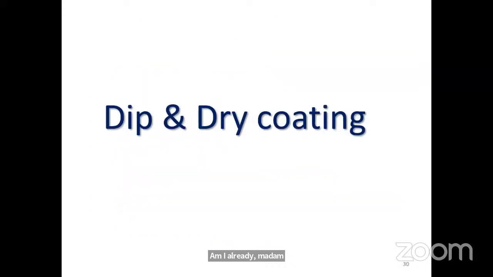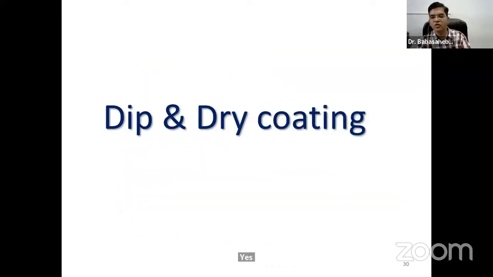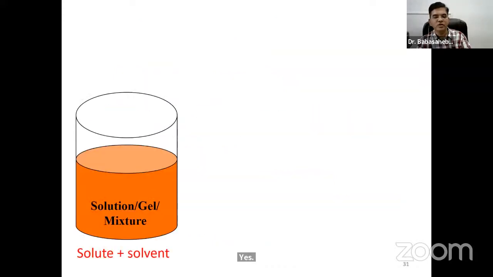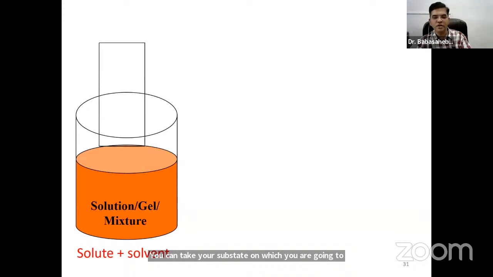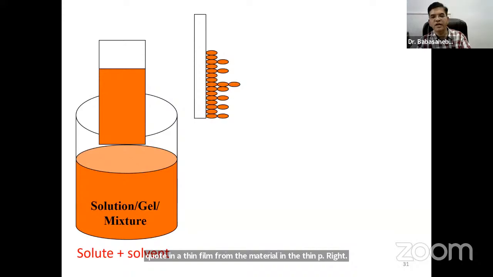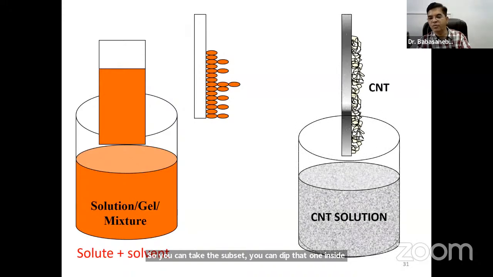So the first technique is called the dip and dry coating technique. Dip and dry means this is a very simple technique. You can make the solution. What you require is the solute as well as the solvent, in one beaker. You can take the substrate on which you are going to coat the material in thin film form, dip it inside this solution, and then dry it. So this is a very simple technique.